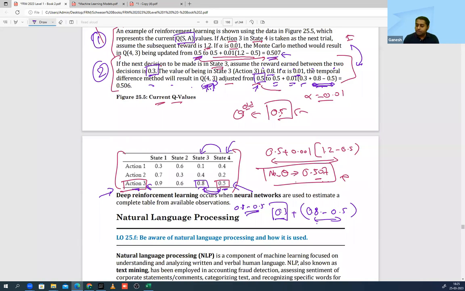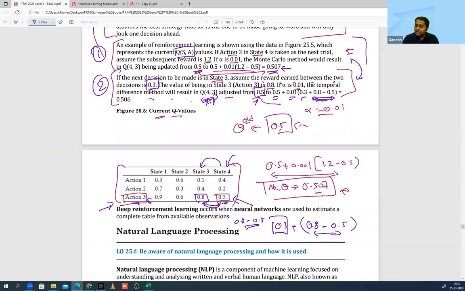Okay, I am taking a pause, asking you guys to read this entire section, and look at the table also properly.